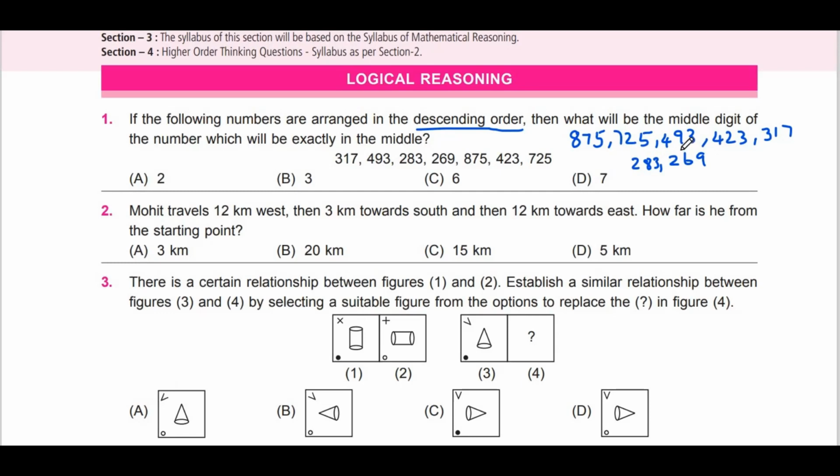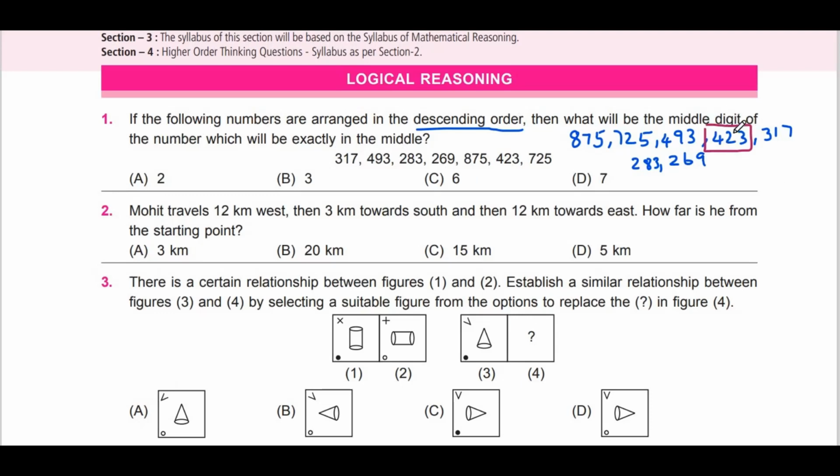So 7 doesn't have a number in the middle. So we'll take the first 3 numbers out and the last 3 numbers out. So our middle number is 423. So we have got our middle number. So here there are 3 numbers in the starting and there are 3 numbers at the end. So our middle number is 423. Then what they're doing, they're asking the middle digit of the middle number.